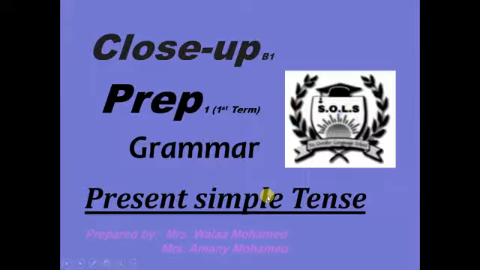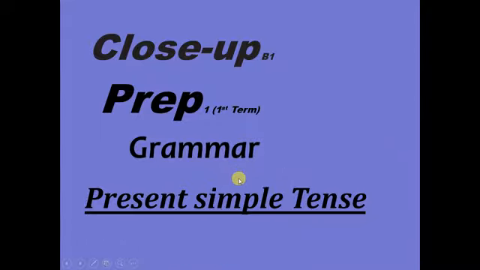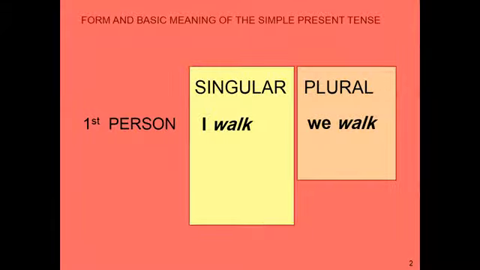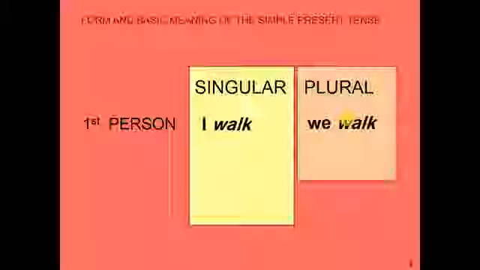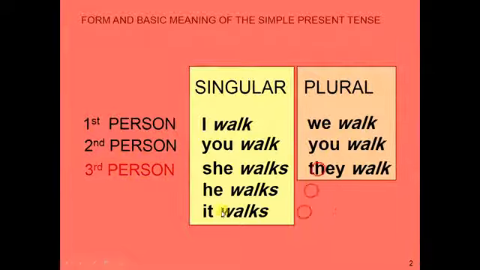Let's start our grammar lesson by introducing the present simple tense. Look at the sentence: I walk, the first person singular pronoun. It will be we walk in the plural. You walk, you walk. He, it, singular. She, it walks.